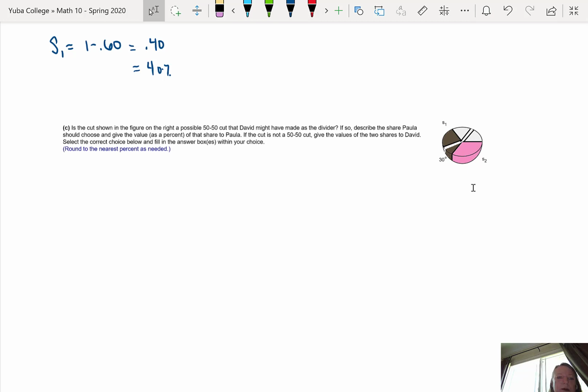Okay, so let's look at S of 1. This is equal to, well, they have half of the vanilla, so half times 0.40, plus we have to figure out what portion he has of the chocolate. So that's 30 degrees. I know that 120 degrees is equal to the portion of chocolate.